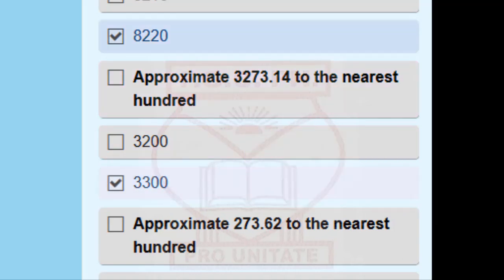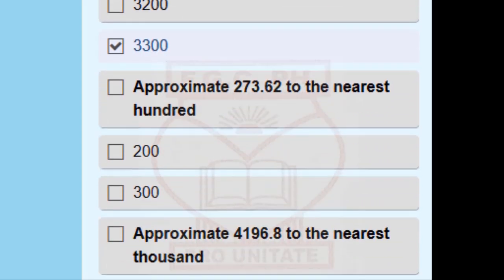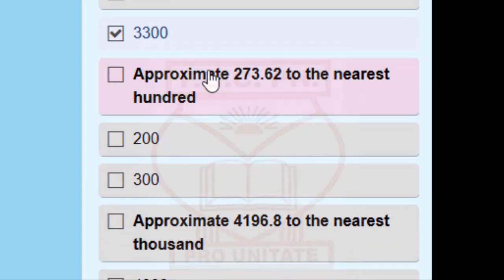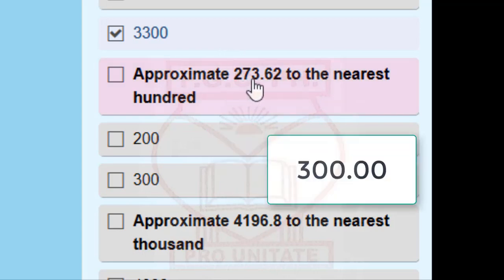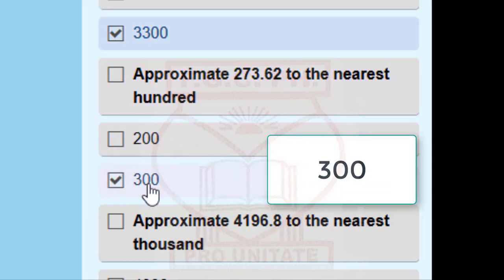And if we continue that way, we need to approximate 273.62 to the nearest 100. Then 100 digit here is 2, so we need to round up 7. 7 we give 1 to 2 to become 3, so we have 300.00, and that becomes 300.